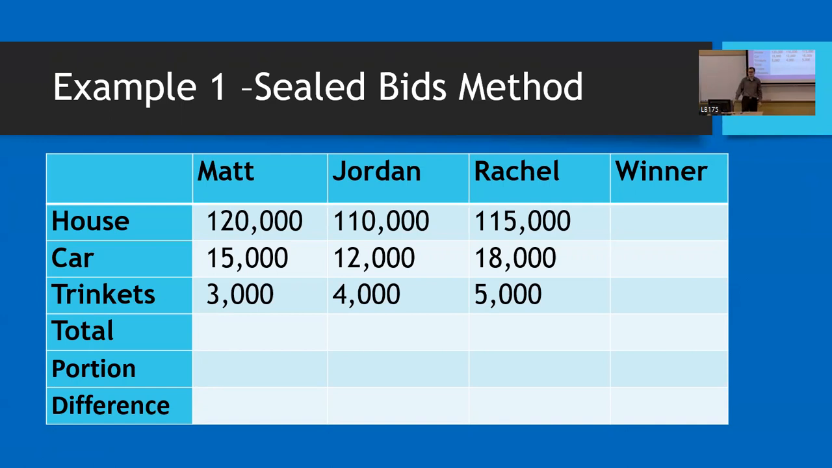All right. So here's the three items that we can bid on. I could bid on a house, a car, and trinkets. And we have each person say how much they think that's worth in monetary amounts. So Matt bids the most on the house. He bid 120,000 on the house. Jordan and Rachel bid less.